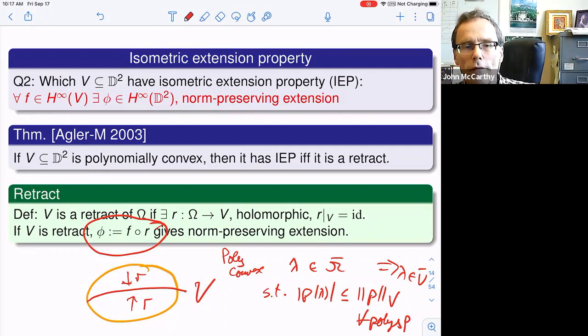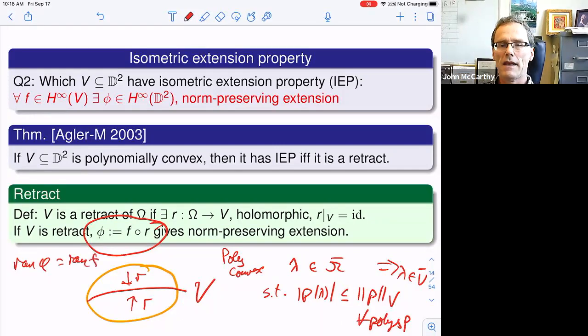And R has no effect on the norm of phi, because the range of phi is exactly the same as the range of f. So since the range of phi is the range of f, and we're just looking at the sup norm here, the sup norm will be the same.